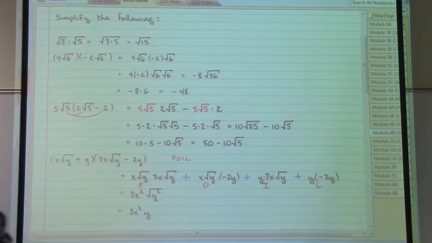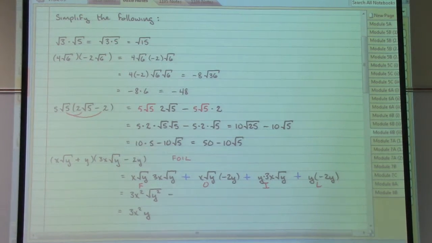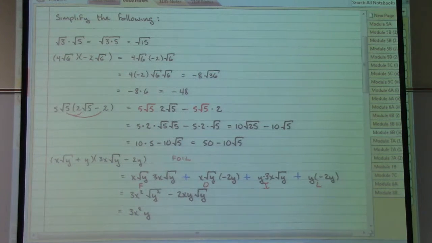The O part would end up being a negative, and when we put things together in a more normal, traditional fashion, that means that we would have the 2xy, and at the very end, the square root of y. And then our I would remain a plus, but rearranging things into a more normal sort of appearance would mean 3xy, square root of y.